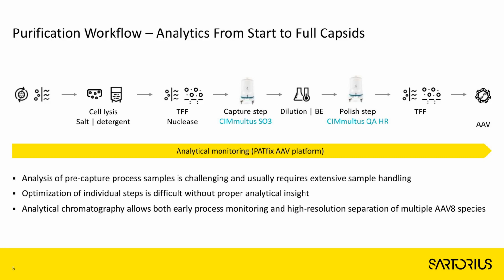Analysis of these pre-capture process samples is actually quite challenging and usually requires extensive sample handling, which of course, every time you handle your sample, can lead to errors. So the closer you can analyze them to native and get results, the better. Optimization of individual steps is difficult without proper analytical insight, especially the pre-capture step, while analytical chromatography allows both early process monitoring and high-resolution separation of multiple AAV species post-capture step.